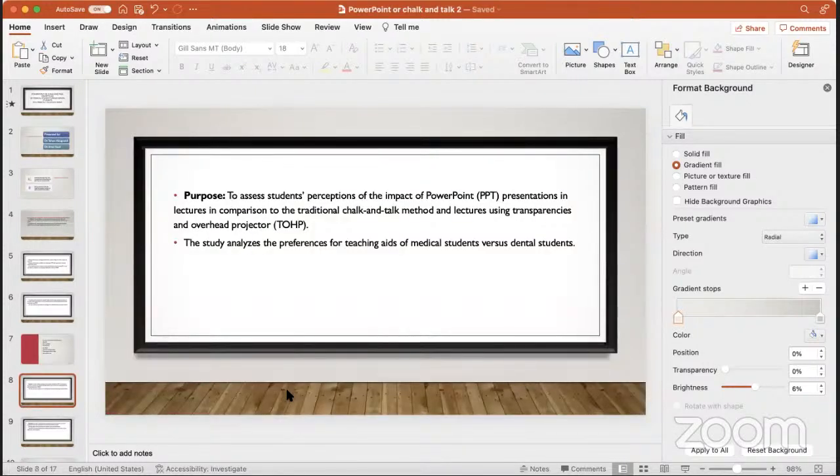The purpose of this study is to assess student perception of the impact of PowerPoint presentations in lectures in comparison to the traditional chalk and talk method and lectures using transparencies and overhead projectors. The study analyzes the preference of teaching aids of medical students versus dental students.